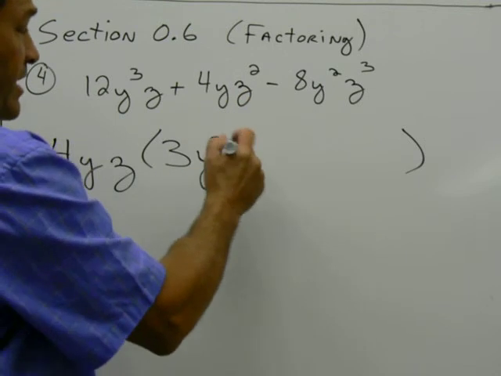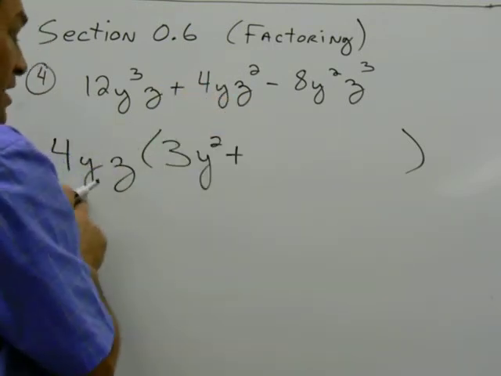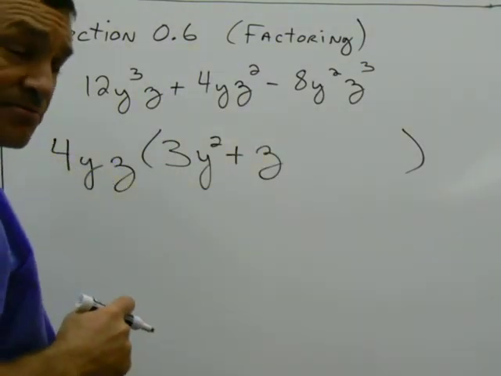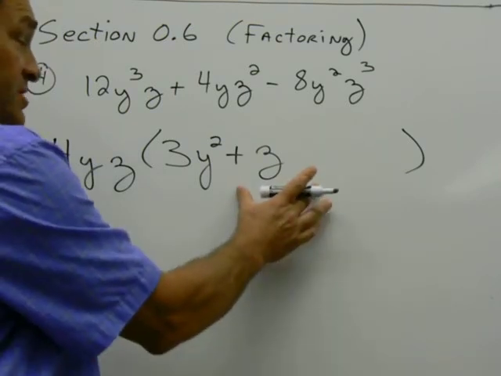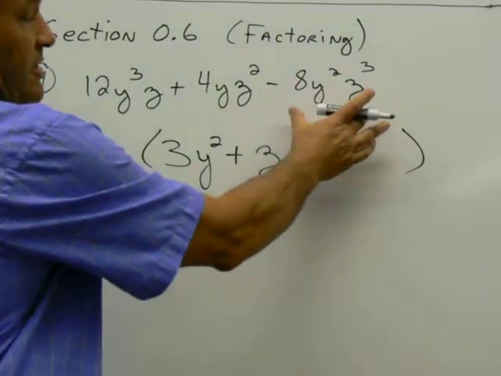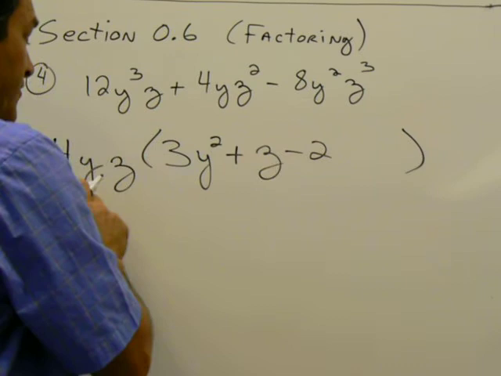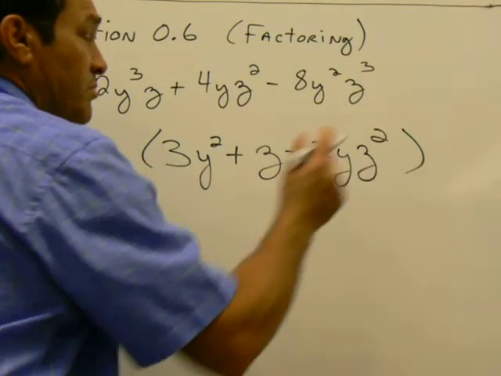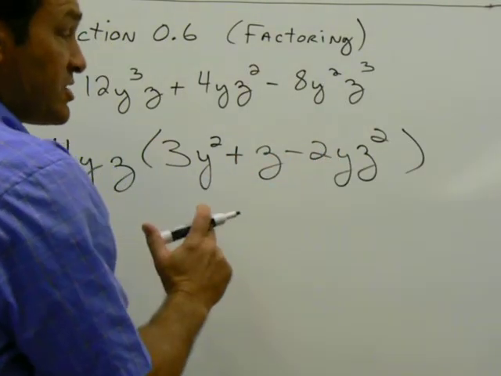Now we look at the next term. I have a plus sign here. I'll keep the plus sign. 4 divided by 4 cancels out. Y divided by y cancels out. Z squared divided by z is plain old z. I will show you a trick that you use here in just a moment to know whether or not you've done this correctly, to have some confidence in your technique or your answer. Finally, the third term. Negative 8 divided by 4 would be negative 2. Y squared divided by y would be y. Z cubed divided by z would be z squared. And so the result is 3y squared plus z minus 2yz squared.